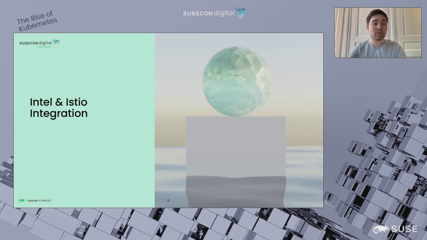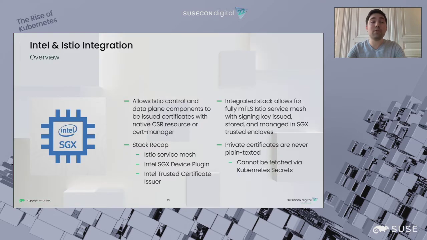So how do we bring together the Intel SGX, Intel Trusted Certificate Issuer, and the Istio Service Mesh? If you're using the Trusted Certificate Issuer as an extension of cert-manager or in combination with the native CSR resource, all of the certificates issued for your sidecar proxies for your service mesh will be signed by a CA that is controlled and managed entirely in an SGX trusted enclave. So the private key signing will always operate entirely on die on a CPU with SGX.